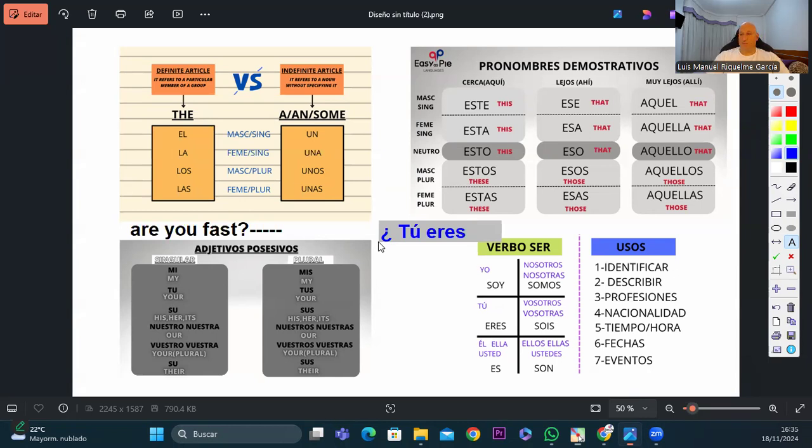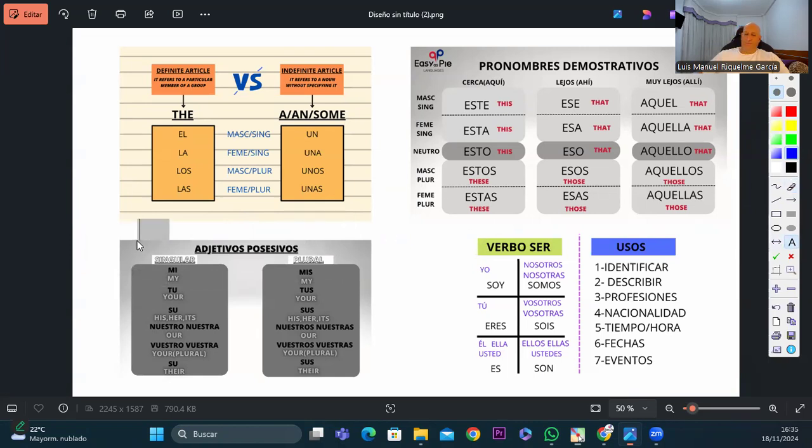How do we say fast in Spanish? Rápido. Fast. Tú eres rápido. If you are asking a lady, tú eres rápida. If it is a woman, tú eres rápida. Vale. Let's keep going.